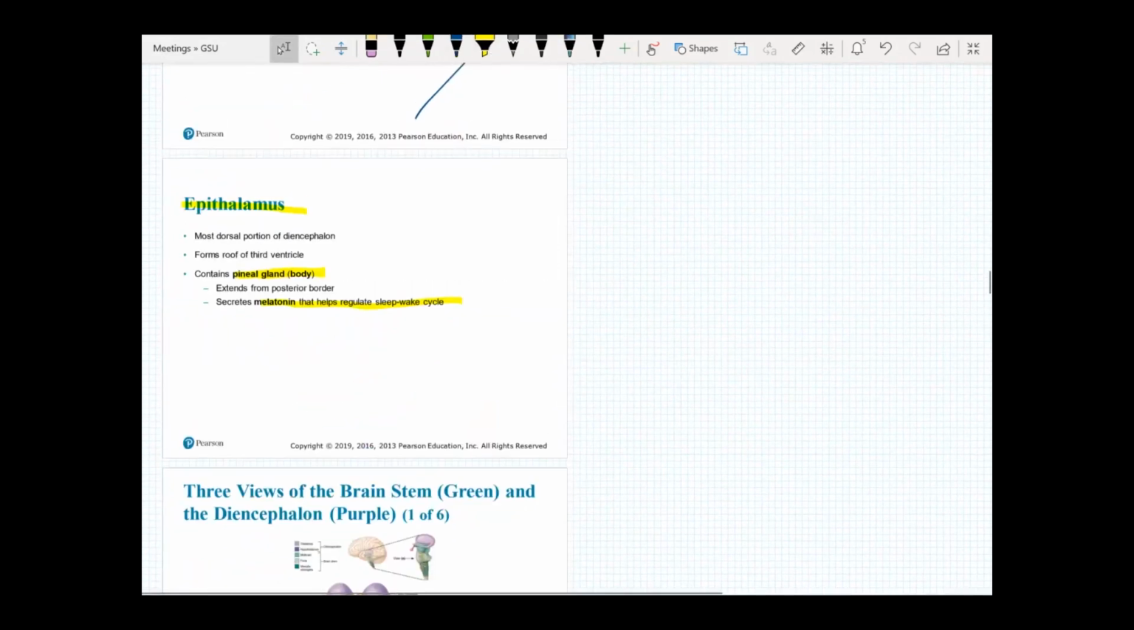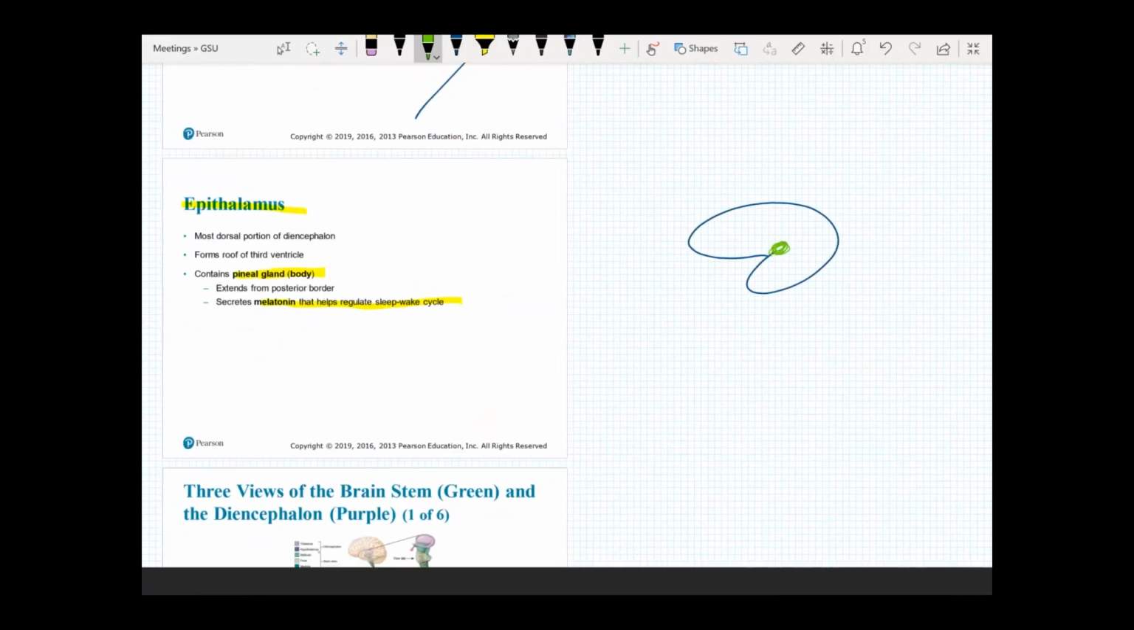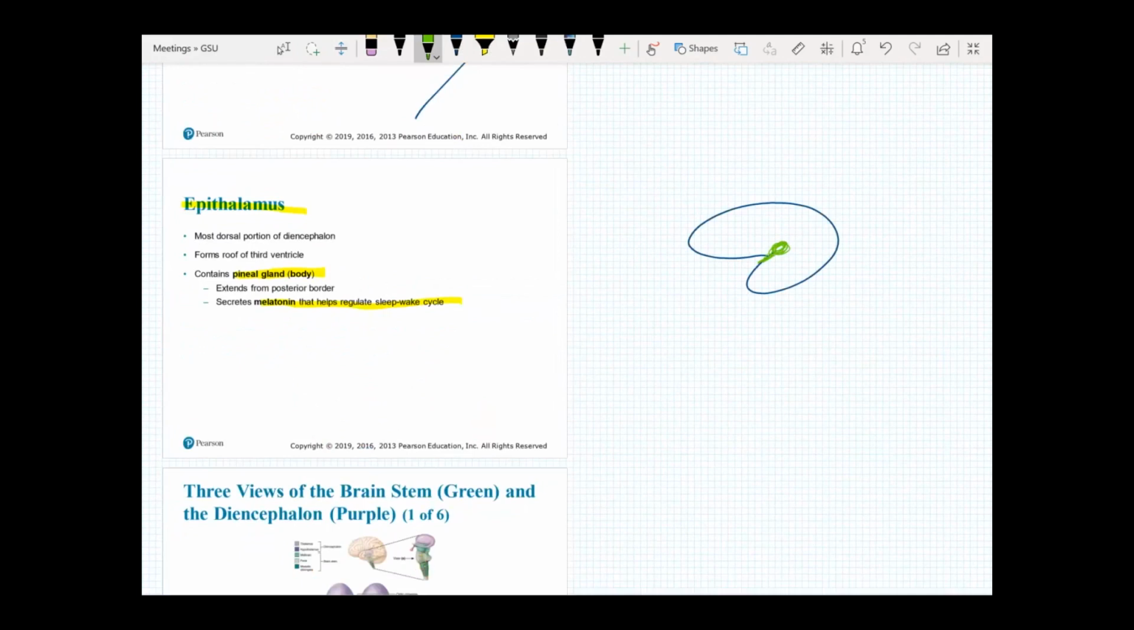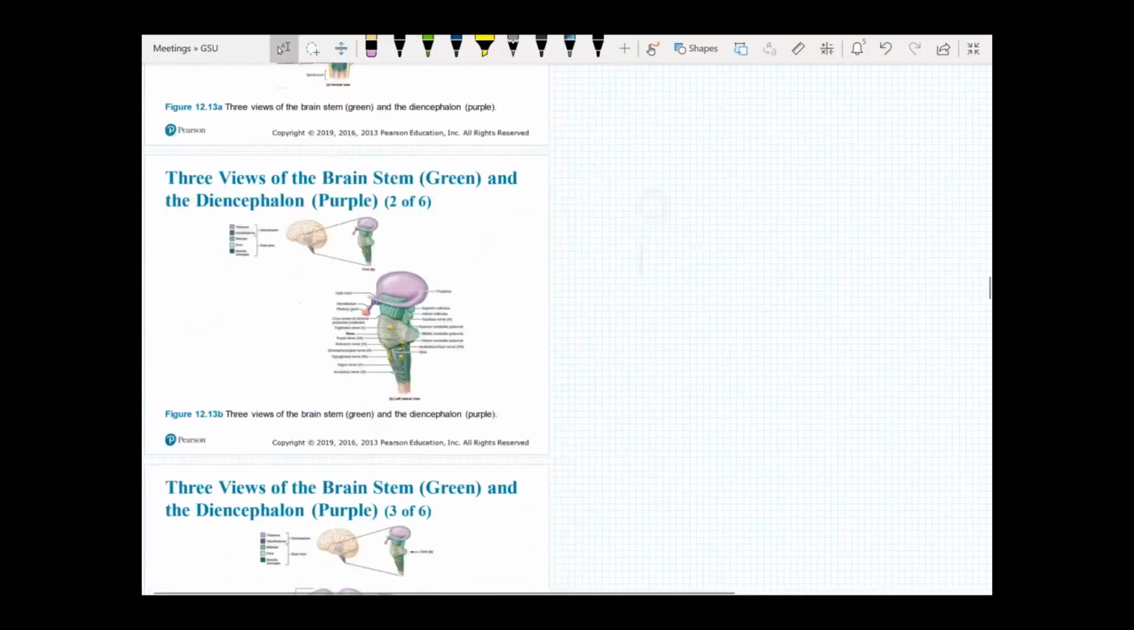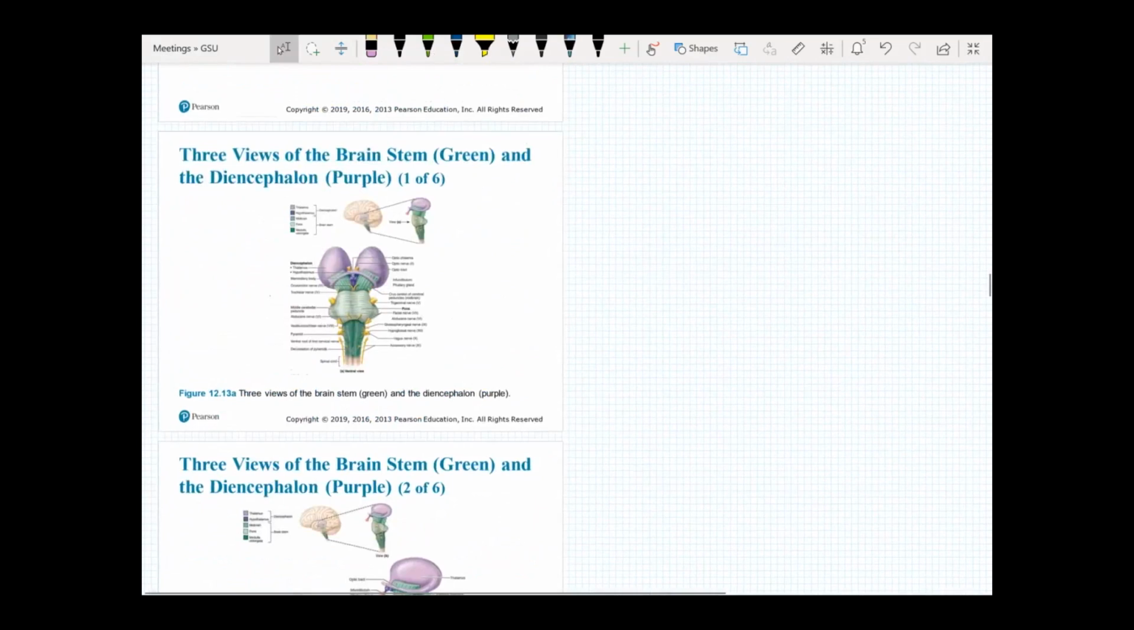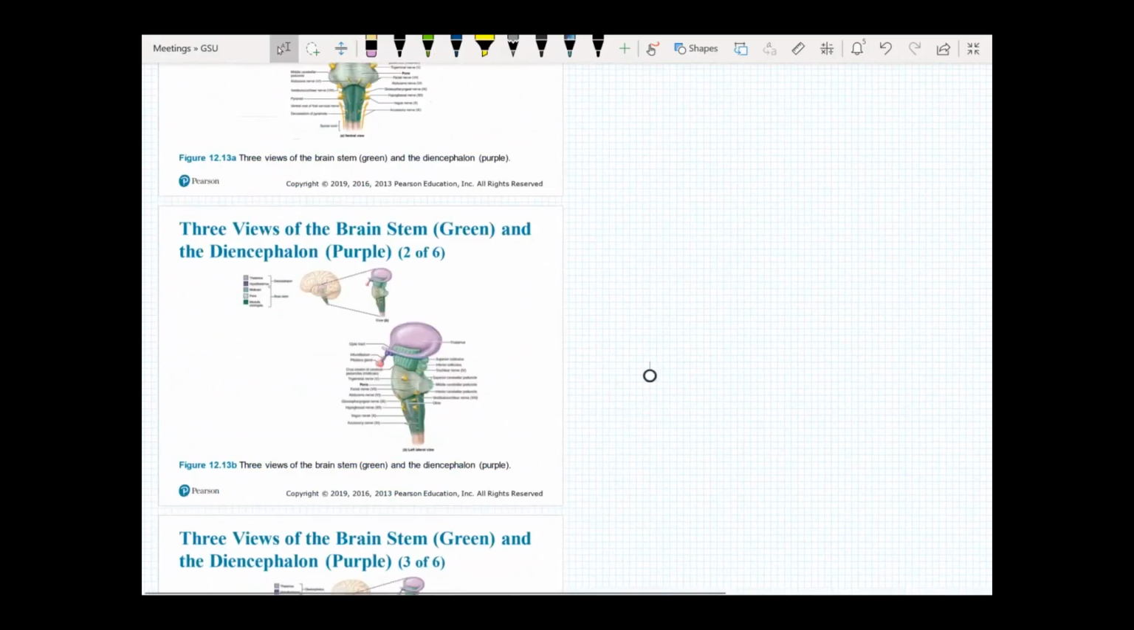So if here is my brain, your epithalamus will be around here. This is deep inside, and your epithalamus will be sticking out right there. And that is where you'll have your pineal gland, which helps regulate your sleep-wake cycle. So you can see how this is your brainstem, and we're talking about these sections essentially right now.